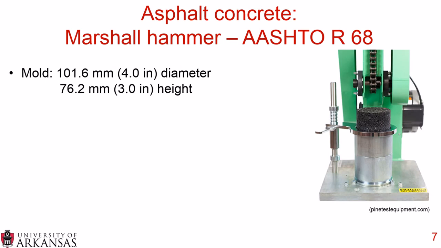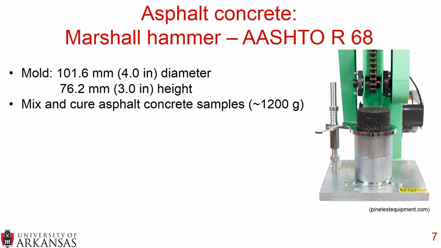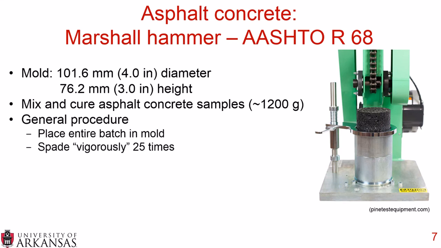So to start with, we're going to look at the Marshall hammer, or AASHTO R68. Here we have a mold that's 4 inches in diameter and 3 inches in height, and that's 101.6 millimeters and 76.2 millimeters, respectively. You take your aggregate and your asphalt binder, you mix them together, and you cure your asphalt concrete samples, and you want a sample that's approximately 1,200 grams. Again, we'll go over a general procedure.